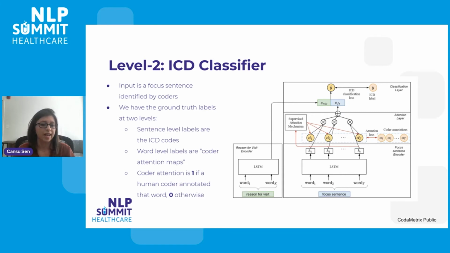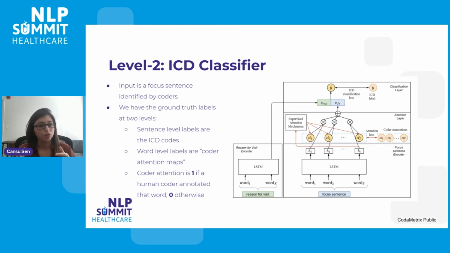But we have a different case here. We have some extra information we can use because we're collecting this data from the human coders, and they tell us which specific words or phrases they're paying attention to. So we're using these signals, attention signals, collected from human coders to supervise our attention mechanism. I will tell you a little bit more about this in the coming slides.